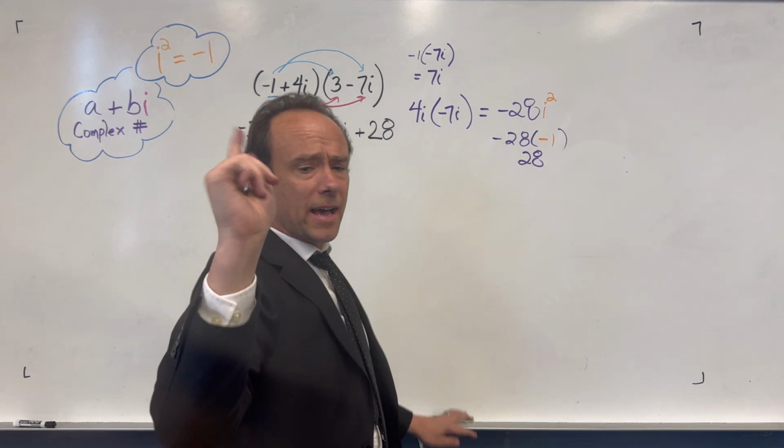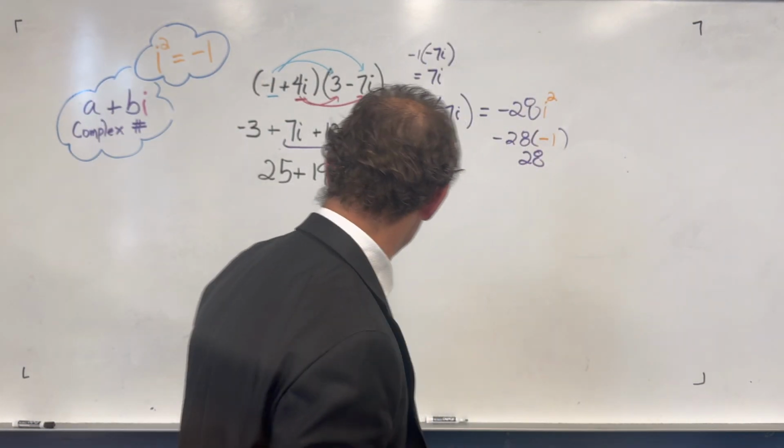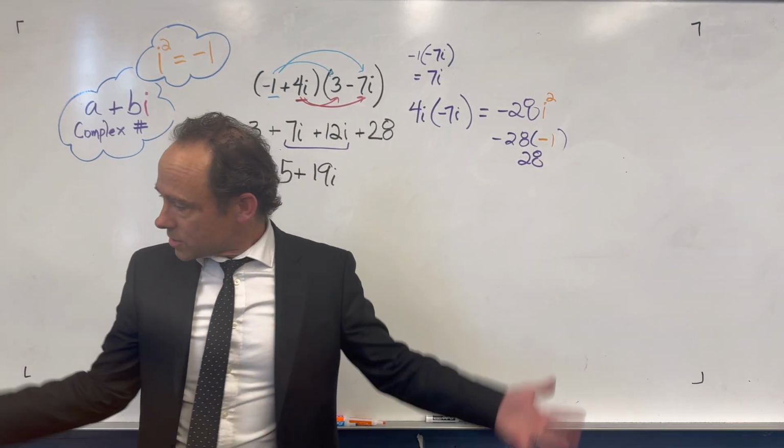Hey, edit that out. On the video, I want to go right to 25. And we're good. Where's my green marker?